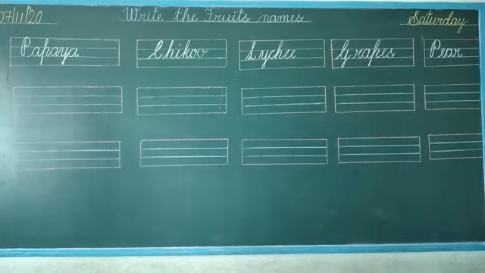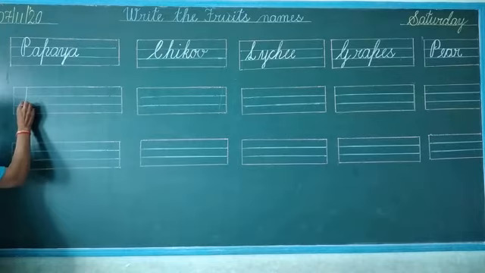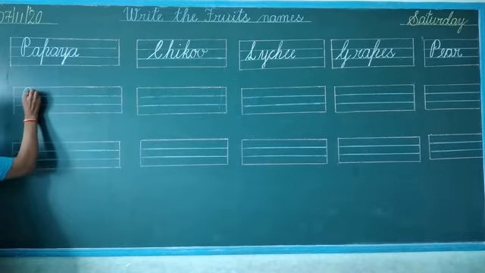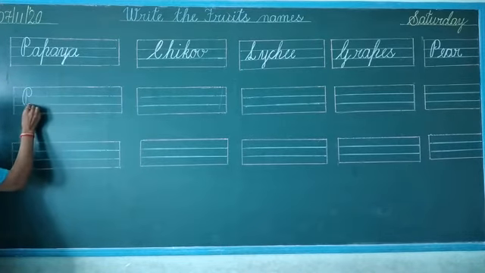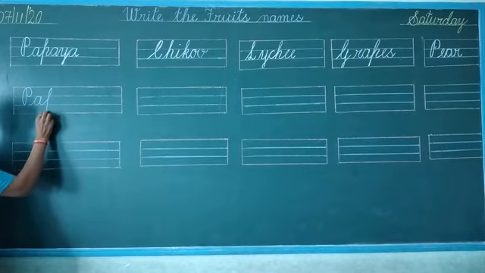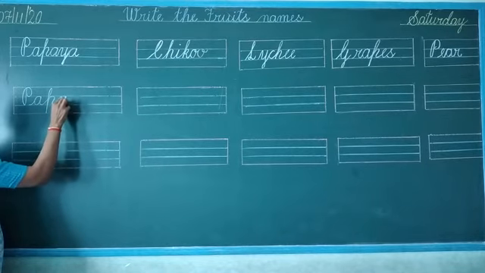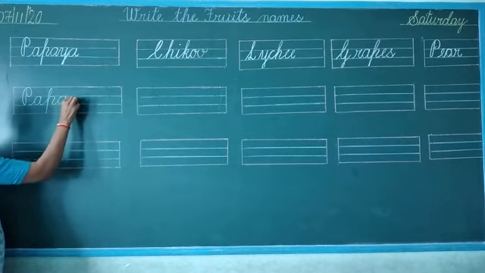Now let's write some more time. First letter, capital letter P, A, P, A, Y.